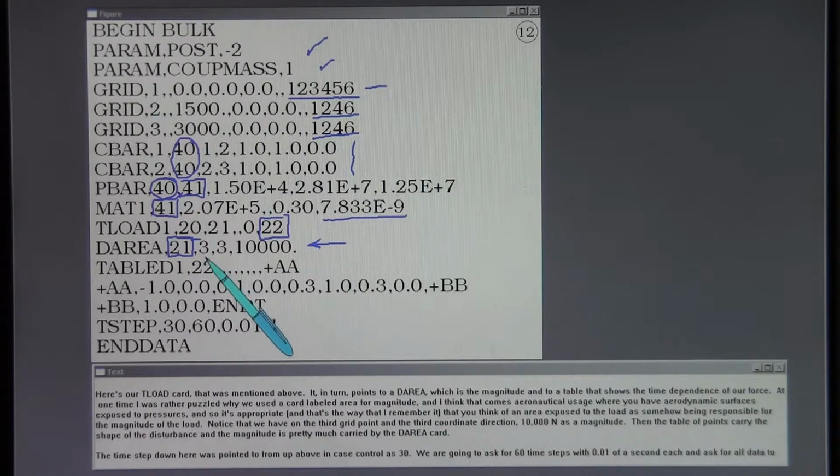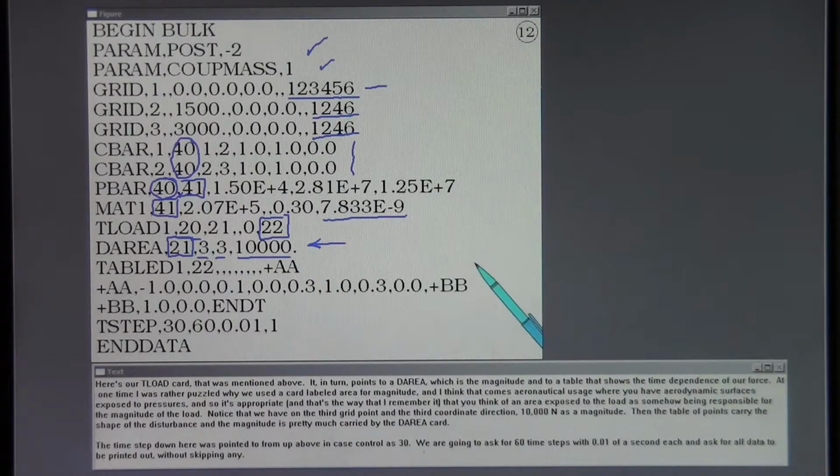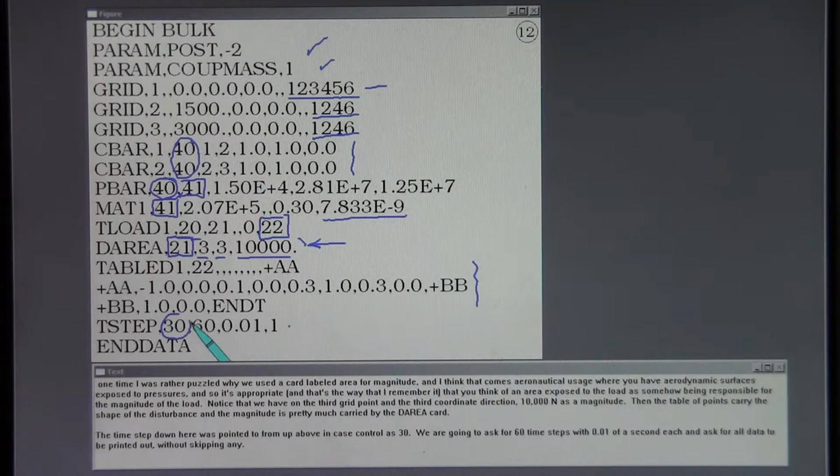Notice that we have on the third grid point in the third coordinate direction 10,000 newtons as our magnitude. Then the table of points carry the shape of the disturbance, and the magnitude is pretty much carried by the D area card. The time step down here was pointed to from up above in case control as 30. We're going to ask for 60 time steps with 1/100th of a second each, and ask for all data to be printed out without skipping any.